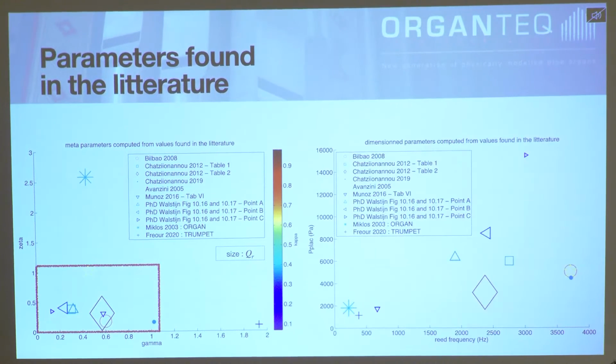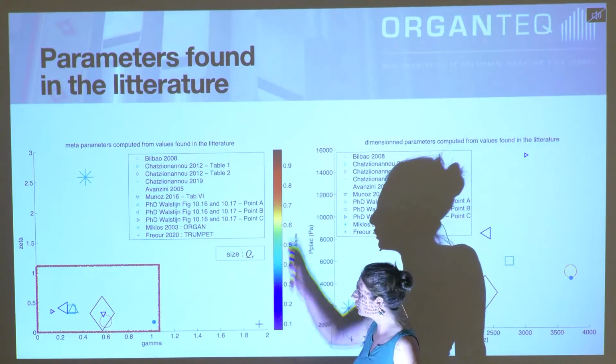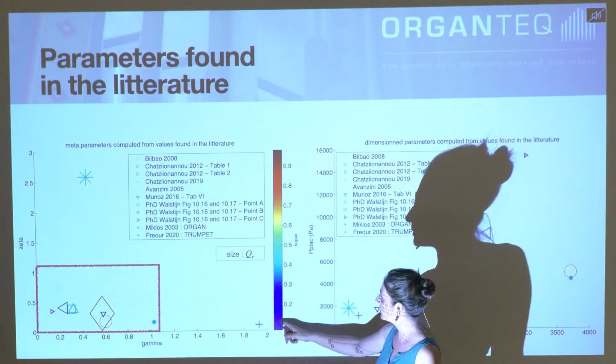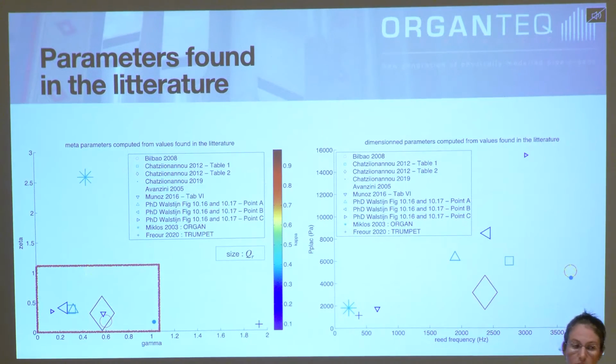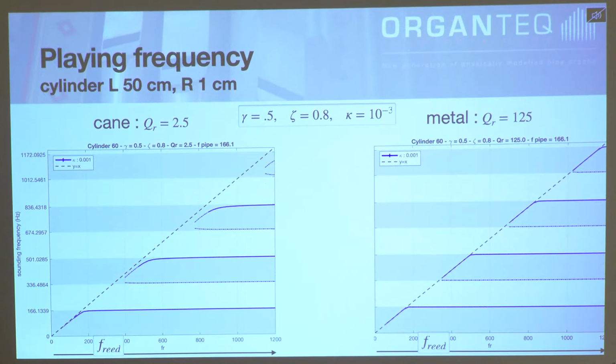And then if you look at the reed frequency and the closing pressure, you can also see the values from the literature. What's interesting here is that the new information is the color of the point, because it's kappa, and you can see that in the literature, kappa goes indeed between 0 and 1. So it's a good starting point. So now let's see how the dynamical system reacts.